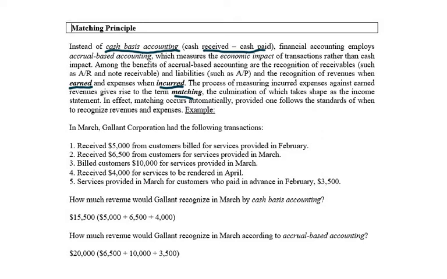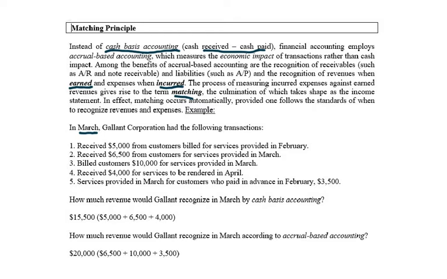Now let's do a little comparative analysis, cash basis versus accrual basis. This is going to be in the month of March. It's important that you understand the cutoff here, because it's going to help put together the example. We're looking at what we should be doing for a company in a specific month, in this case Gallant Corporation.